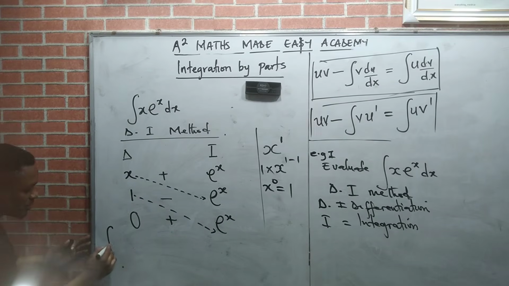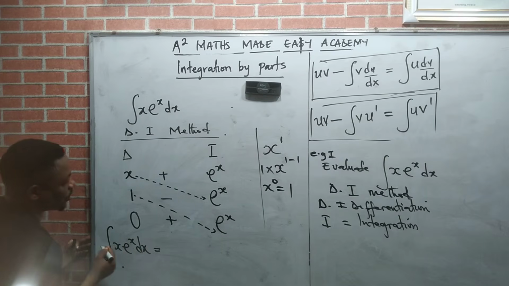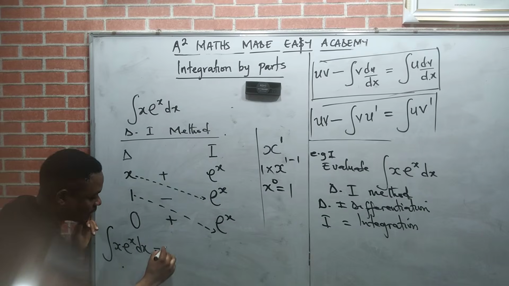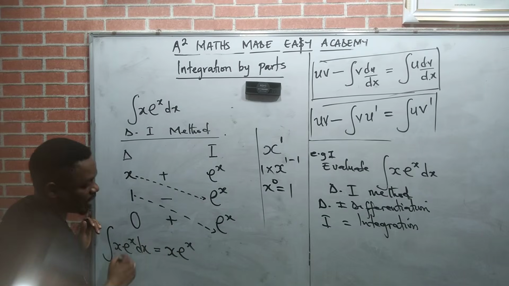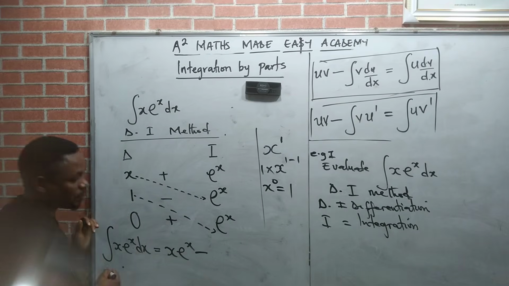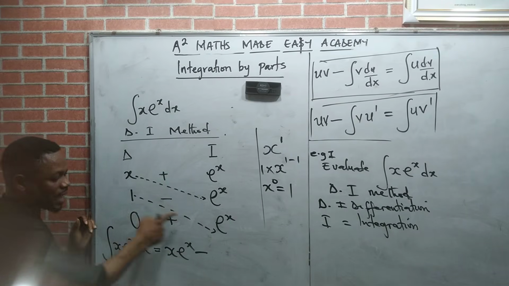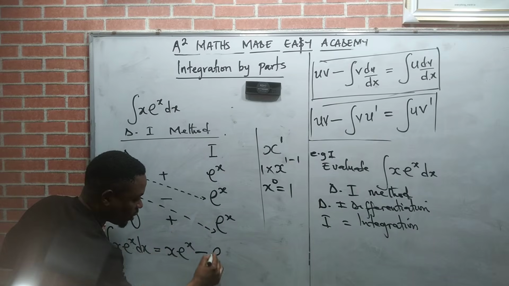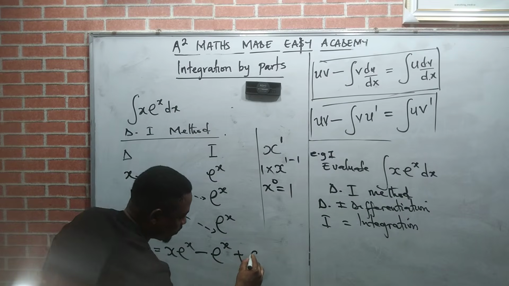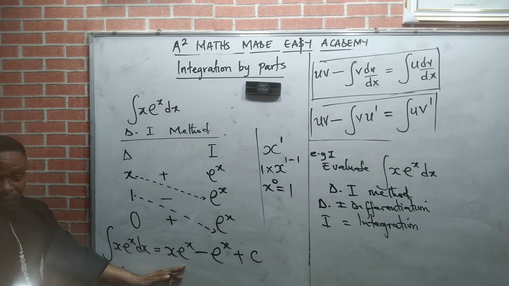Now, let us pick the question. The question says the integral of x exponential x dx is now equal to, well, let's go. I will say x times exponential x. After that, what is remaining here? You introduce minus. Finally, 1 times exponential x will still give you exponential x. Don't forget to put an arbitrary constant plus C. This is the final answer.